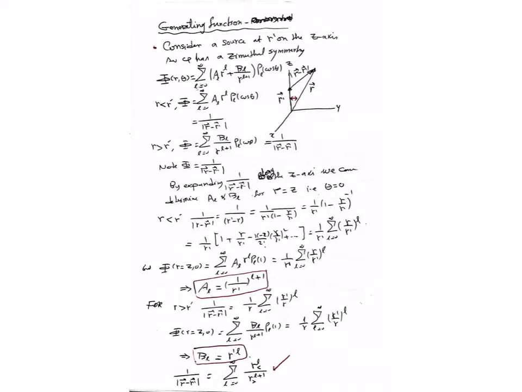For r greater than r prime, we have 1 over r, summation over L from 0 to infinity, of r prime over r to the power L. So we can get b sub L. This is the final expression for this expansion.